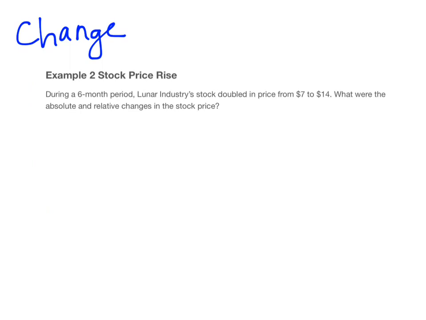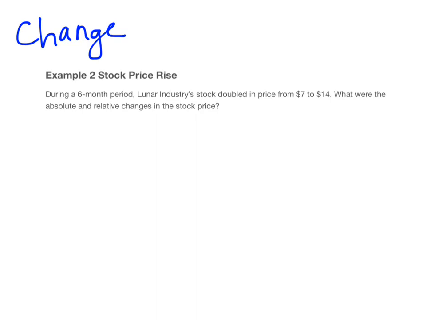All right, so let's do an example. I think this will make more sense with some real numbers here. But let's look at example 2. During a 6-month period, Lunar Industries stock doubled in price from $7 to $14. What were the absolute and relative changes in the stock price?